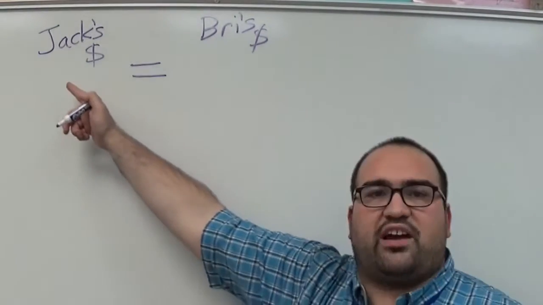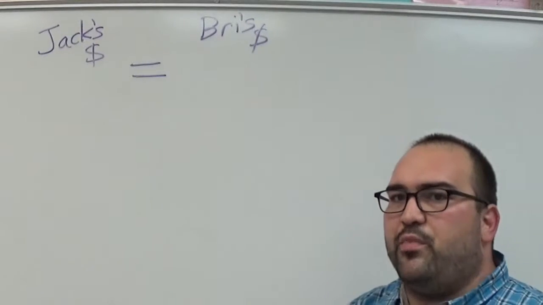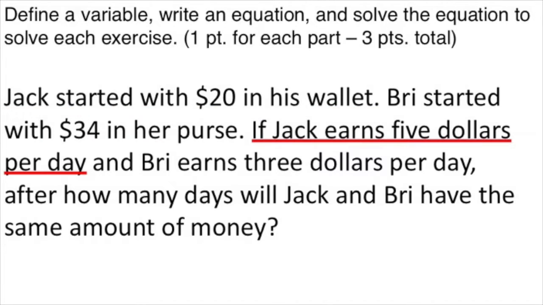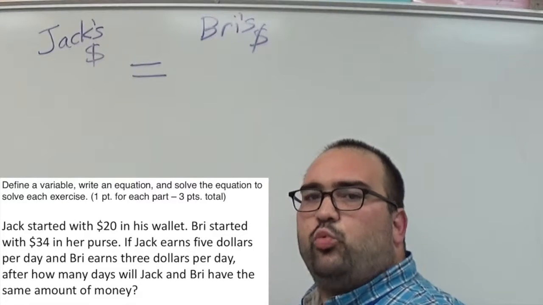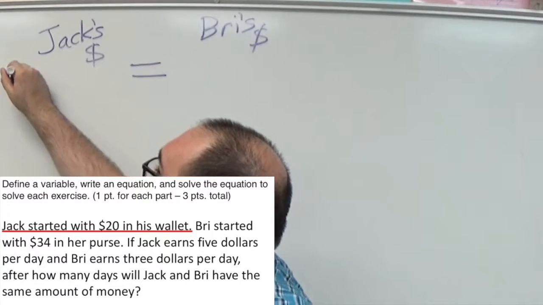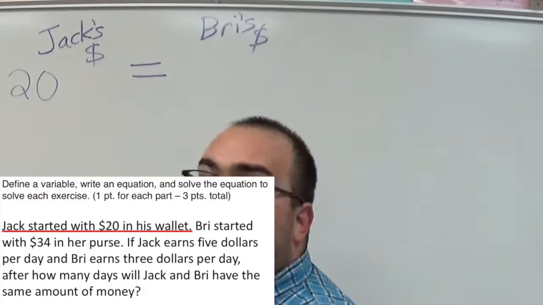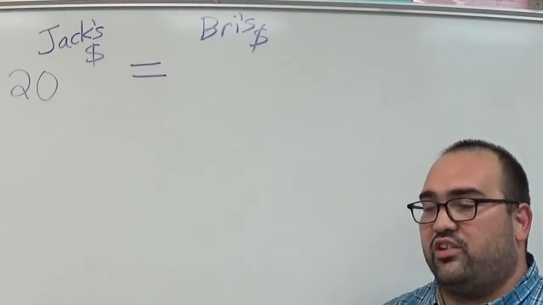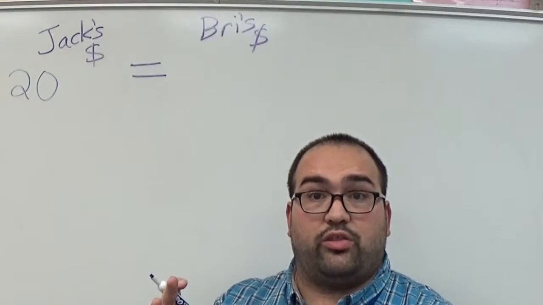Now, look through Jack's side first. What kind of money does Jack have? Well, Jack starts off with $20 in his wallet. Every day, Jack earns $5 more. So what equation can we write to show this? Well, no matter what, Jack is going to have $20. That doesn't depend on how many days have passed. It's just $20 he starts off with.